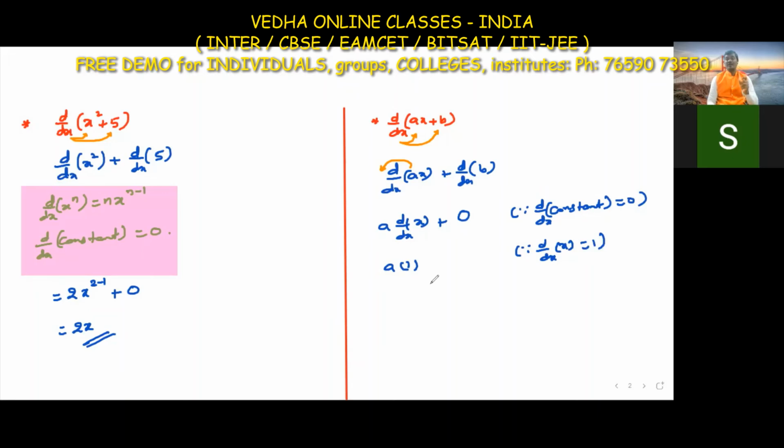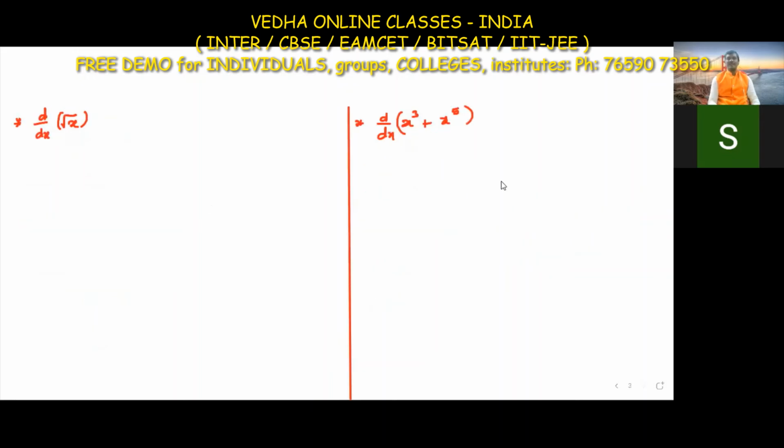Without by hearting, you will get perfection if you write the formula like this. So no need to by heart the formula. Okay, so a into 1 is a. So that's it. Okay, so if we go to the next question here, d by dx of root x.